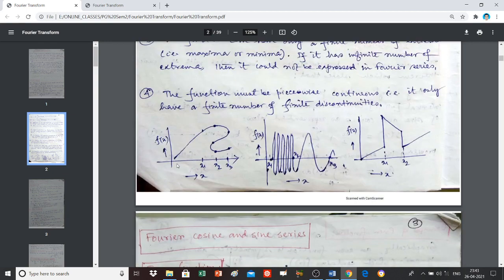For example, see here, this is a graph in which f(x) is plotted against x. For the point x1, it has a single value. But at the point x2, this is number one, this is number two, and this is number three. That means there are three values, so f(x) has multiple values at the point x2, not a single value. Similarly in the case of x3, there are two values. That means at the points x2 and x3, f(x) cannot be expressed in terms of Fourier series.